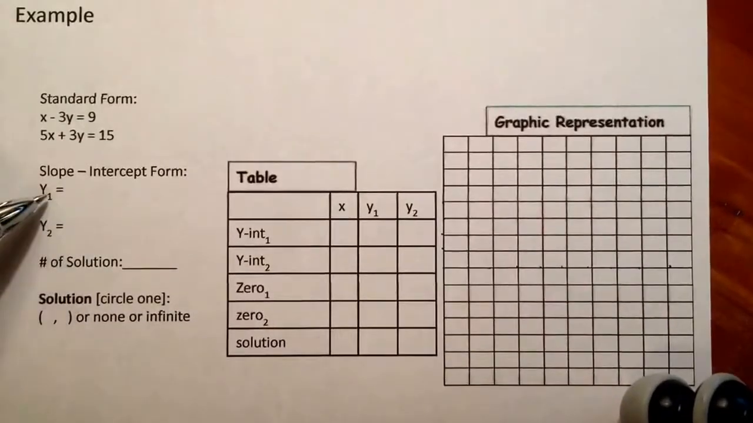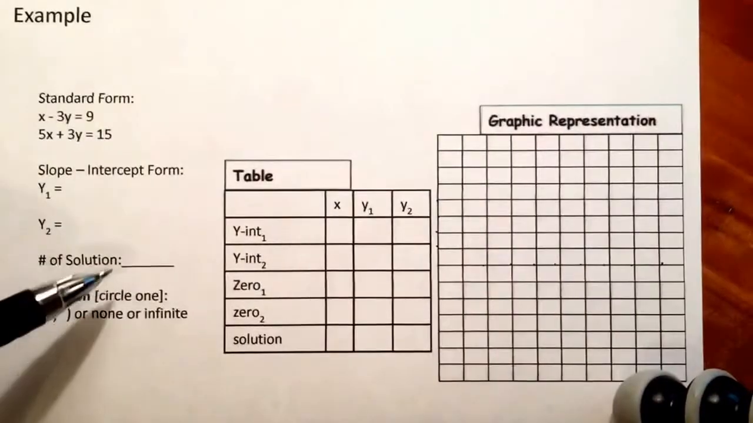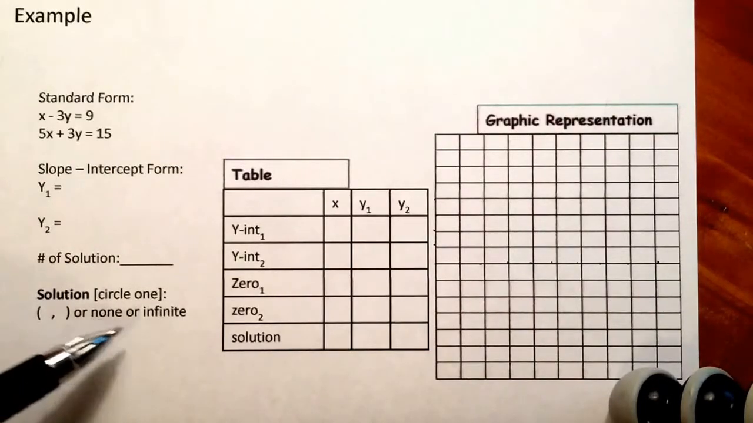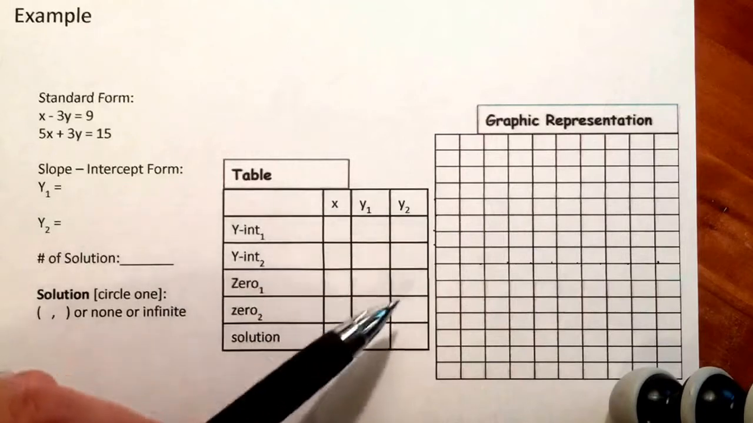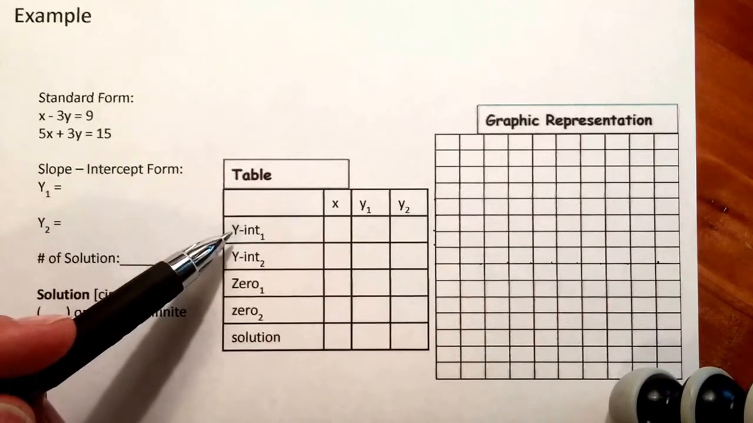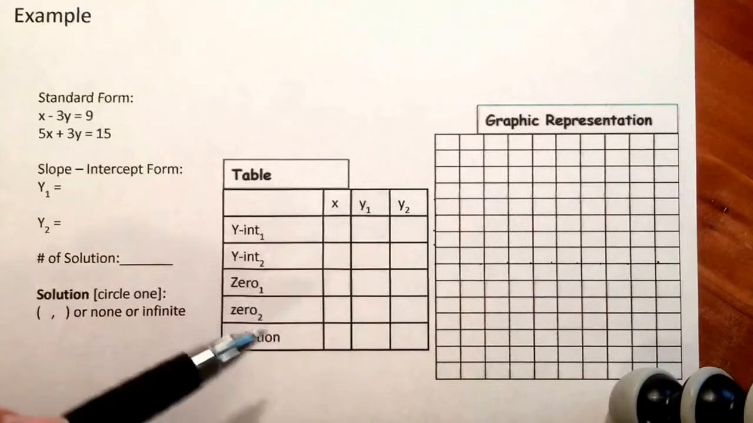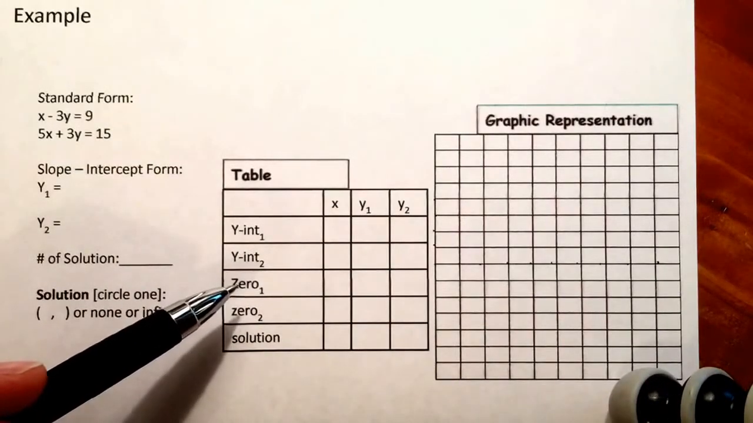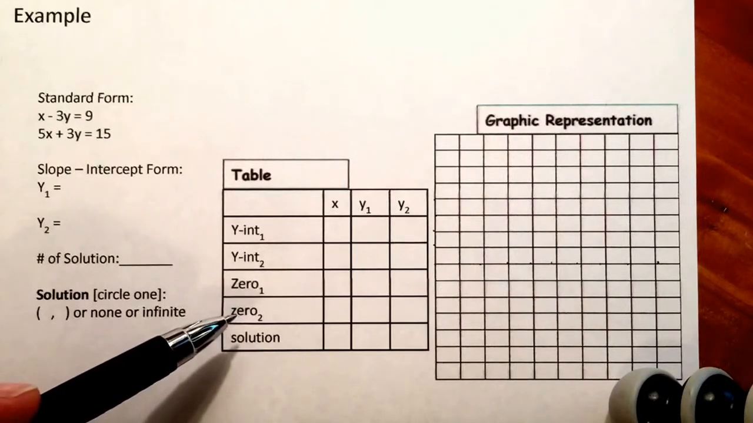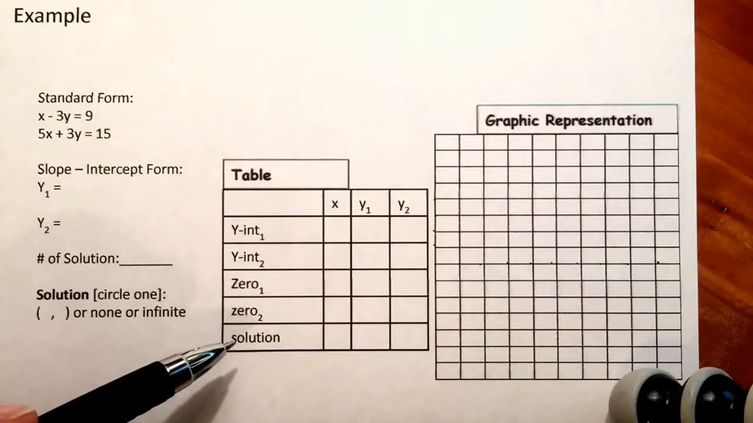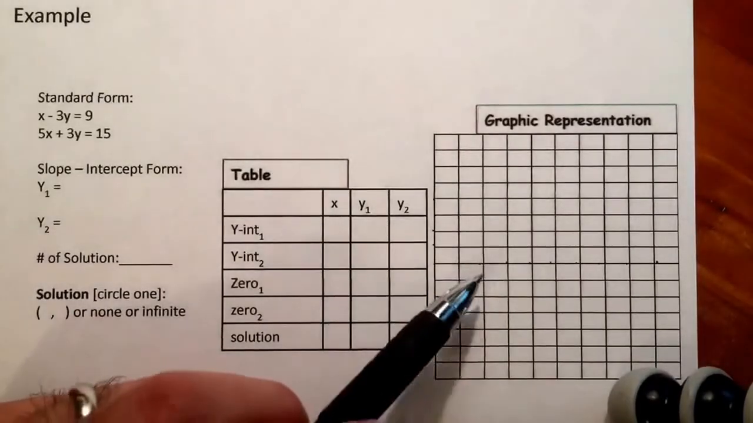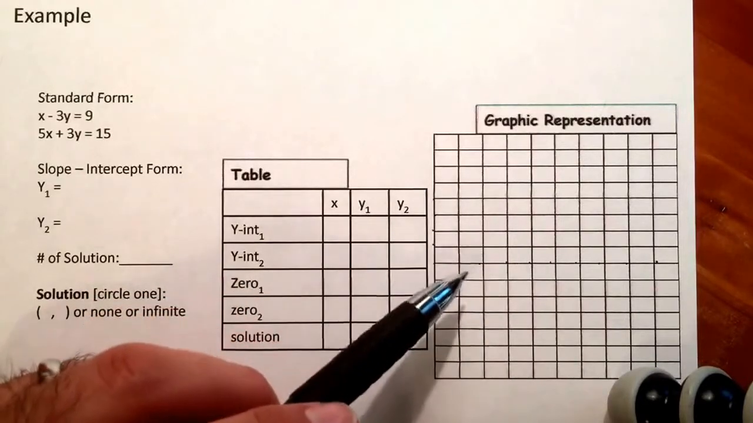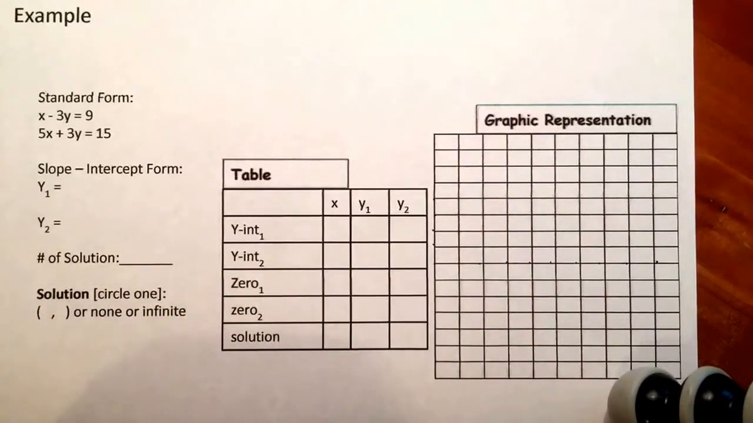And what you need to do is write the slope-intercept form for the equations. You need to determine the number of solutions. What is the coordinate? Is it none or is it infinite? You need to fill in the table here and notice what we're looking for: the y-intercept of your first equation, the y-intercept of your second equation, the zero or the x-intercept for the first equation, the zero or the x-intercept for the second equation, and then finally the solution. And then over here, you're going to graph it just like you did last time. So you're going to figure out the best scale, where to put your x and y axis, and then you're going to make a graph.